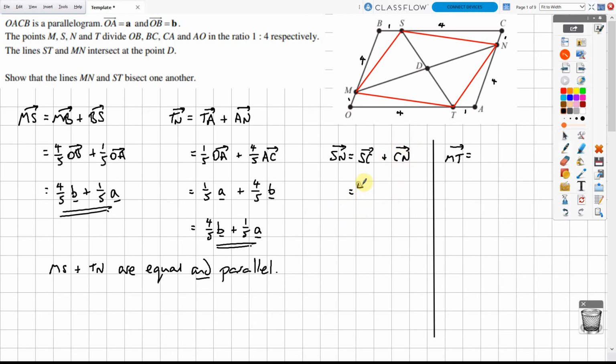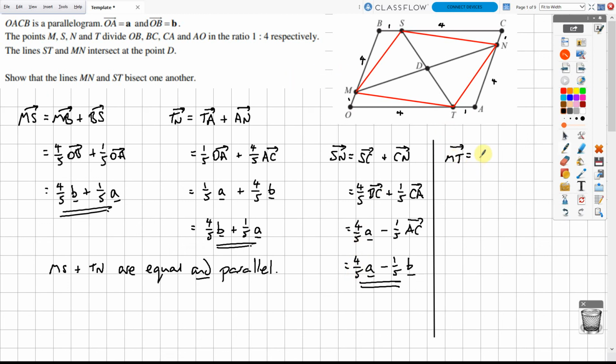And SC is 4/5 of BC. And CN is 1/5 of CA. Now BC is the same as OA, so I've got 4/5 a plus 1/5 of CA. Now that CA is equivalent to BO. It's going backwards, so I'm going to make sure I've got the order from A to C to match the order from O to B. Swap those around, make up for it with a negative. So 4/5 a minus 1/5 of AC, which is the same as OB. There we go. That's the vector SN.